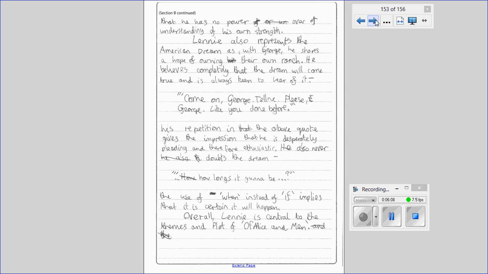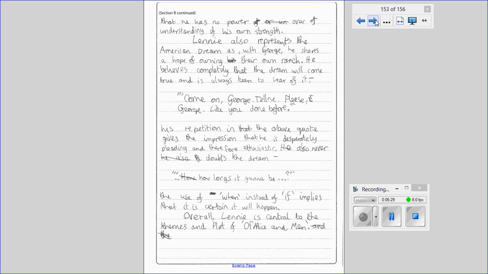The candidate has then linked Lenny into the theme of the American dream. As with George, he shares a hope of owning their own ranch. He believes completely that the dream will come true and is always keen to hear of it. "Come on, George, tell me, please, George, like you done before." His repetition in the above quote gives the impression that he is desperately pleading and therefore enthusiastic.